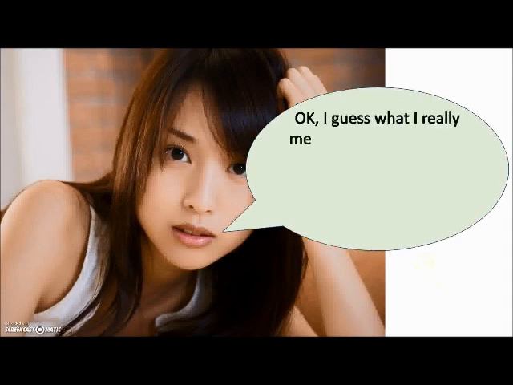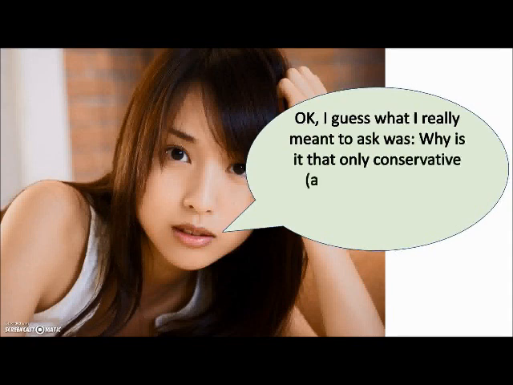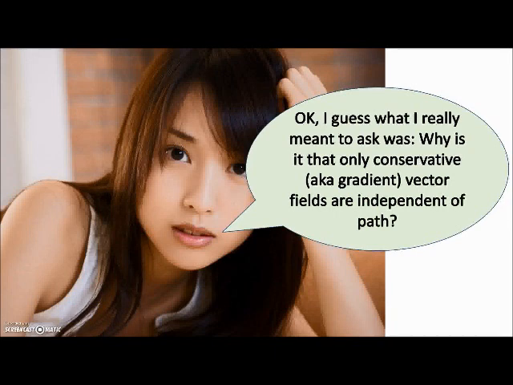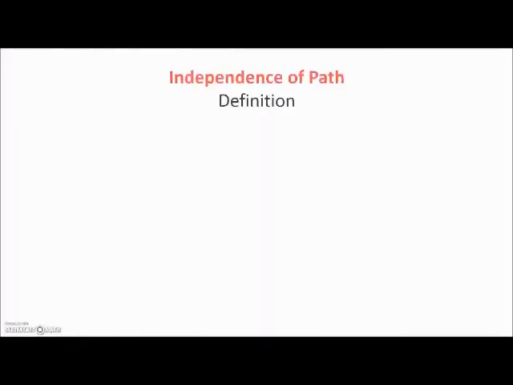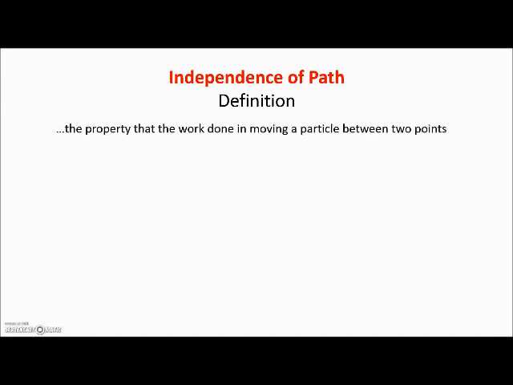Okay, I guess what I really meant to ask was, why is it that only conservative, aka gradient vector fields, are independent of path? Aha. Well, independence of path definition. The property that the work done in moving a particle between 2 points is independent of the path taken.